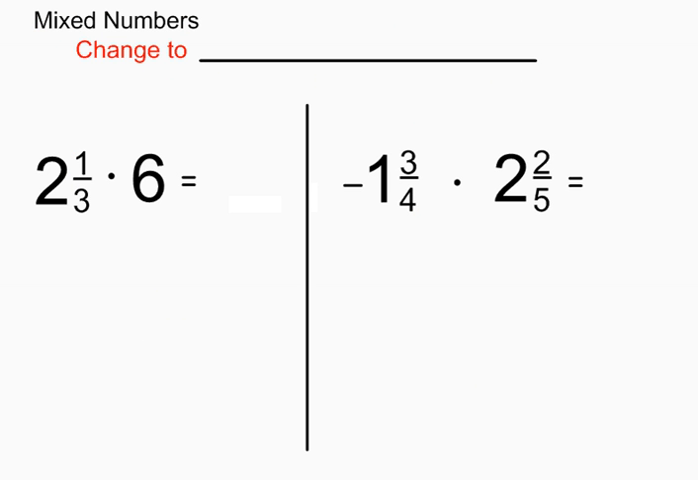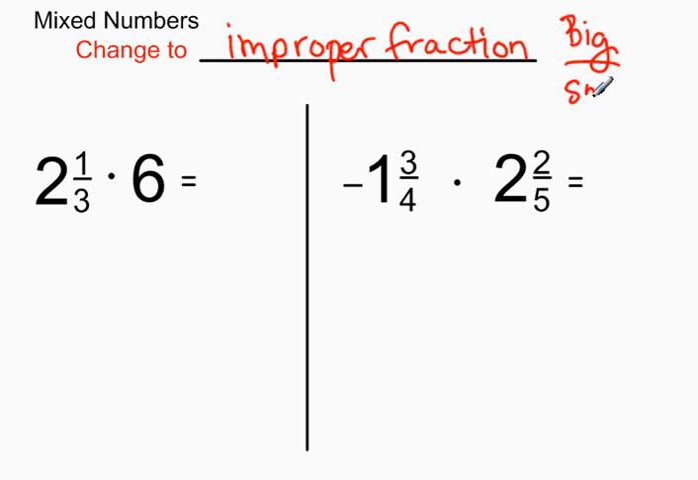Now, when we have to multiply mixed numbers, and you've seen this before, we're going to change them into improper fractions. An improper fraction is a fraction where the numerator is bigger than the denominator. So you've got a big number on top and a smaller number on the bottom. We've done this before. Here's how I change. 3 times 2 is 6, plus 1 is 7, and the denominator stays the same, it's 3.